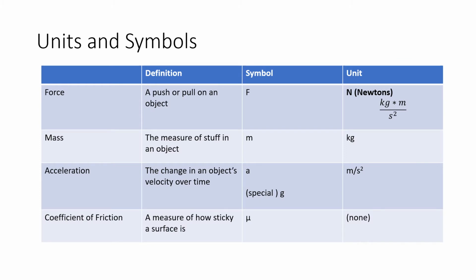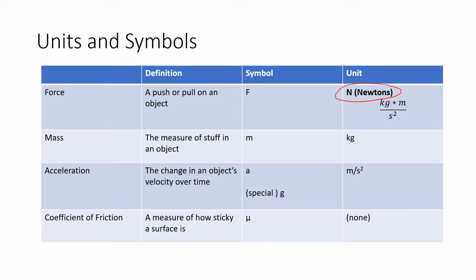So F is for force. It's a push or a pull on the object. It's measured in newtons, and we have to be careful because sometimes we'll have something say like a 10 Newton box or a 10 kilogram box, and those units tell us that it's either telling us about a force or the object's mass.